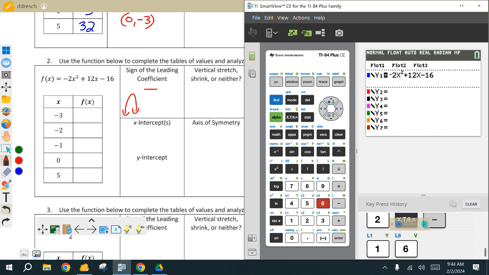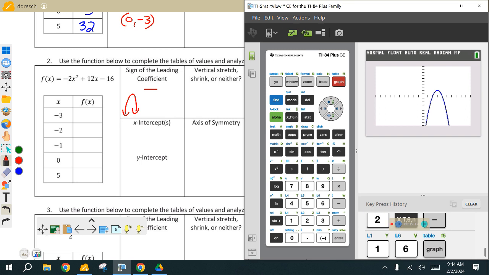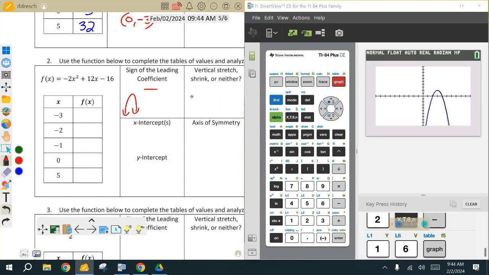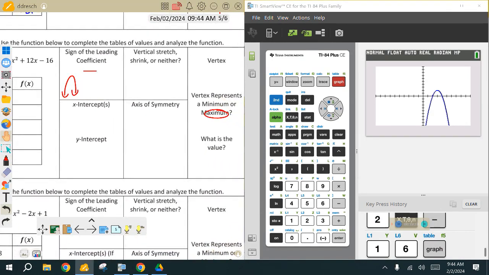Go ahead, hit graph. And what type of graph do we get? We get that, don't we? It is going down like we expected, and you can continue to analyze it, right? All right, let's analyze that thing. Where's my x-intercepts at? X-intercepts are where, guys? 2 and 4, yeah. (2, 0) and (4, 0). Oof, crap.